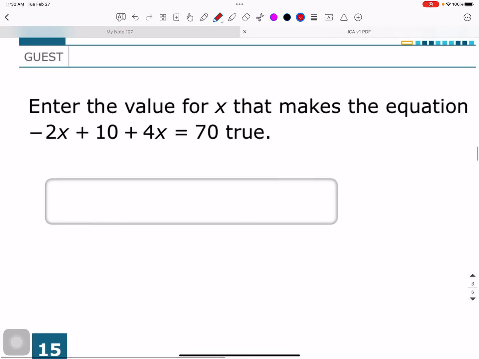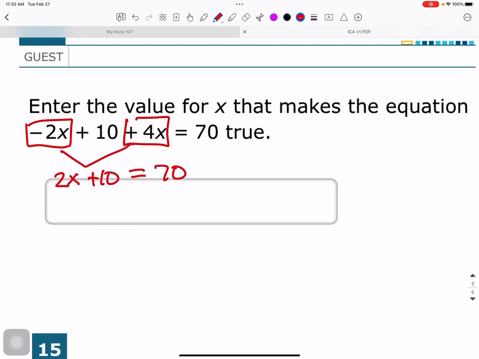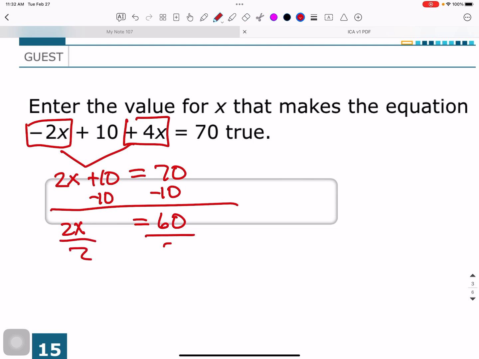13, let's see. Negative 2x and positive 4x, when you combine those, really I have 2x plus 10 equals 70. When I make my teams, I need to subtract the 10 from this side. And 2x equals 60. And when I divide by 2, x equals 30.